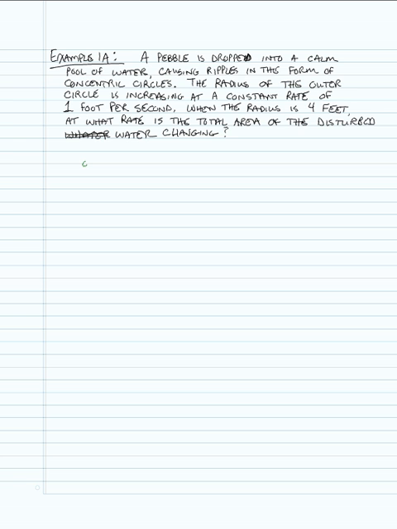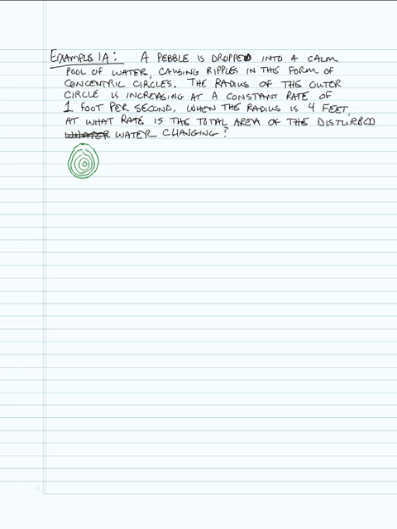You drop it in, and there's first a little ripple that's small, and then of course it expands out, doesn't it? And then expands out further, and further, as the ripples travel through the pond. We've seen that many times. And the radius of the outer circle is increasing at a constant rate of 1 foot per second. When the radius is 4 feet, at what rate is the total area of this disturbed water changing? So that's basically the area of the outside circle. So that's the question that we have facing us.